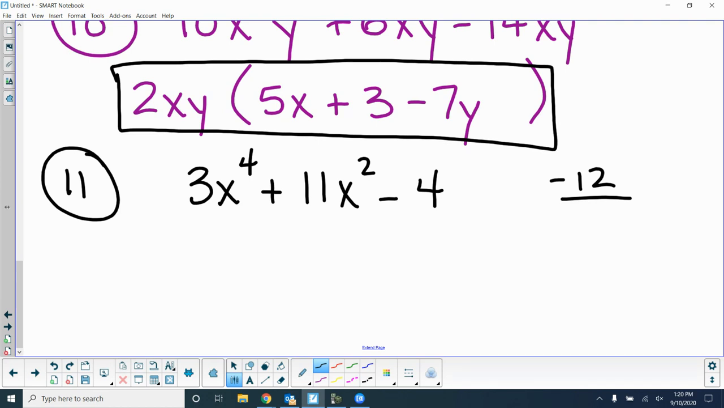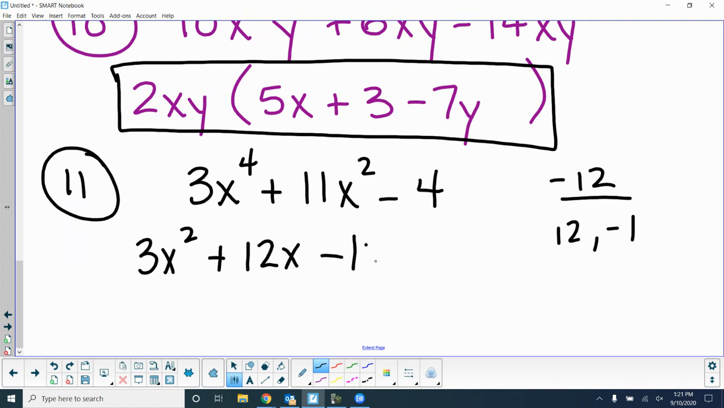I got like 6 possibilities. Multiply to negative 12 and add to 11. Right, 12 and 1. Which one's positive, which one's negative? 12 and negative 1. Good. All right, so that's what I'm going to do. So rewrite it. We're going to rewrite the 11 with those two, and then we're doing our grouping.